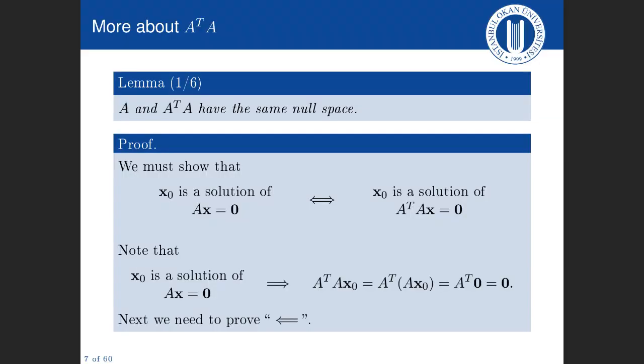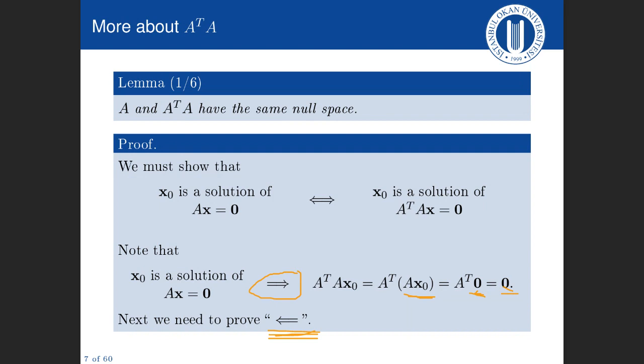Now, the forward direction is easy. If x0 is a solution of Ax equal to 0, then A transpose A x0 is A transpose multiplied by Ax0, but of course, Ax0 is just 0. So it's A transpose multiplied by 0, which gives us 0. So that proves the forward direction. We just need to prove the reverse.